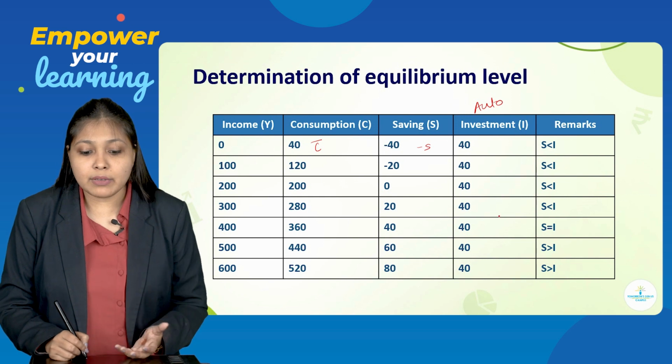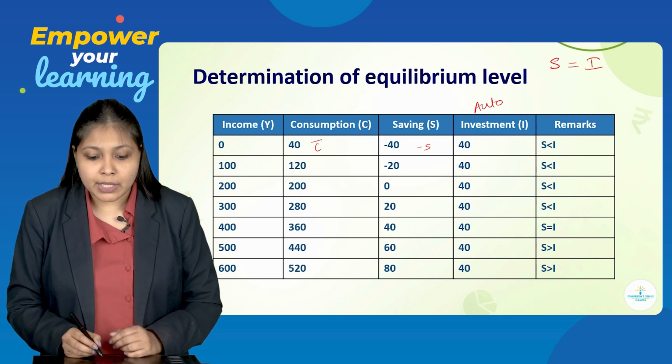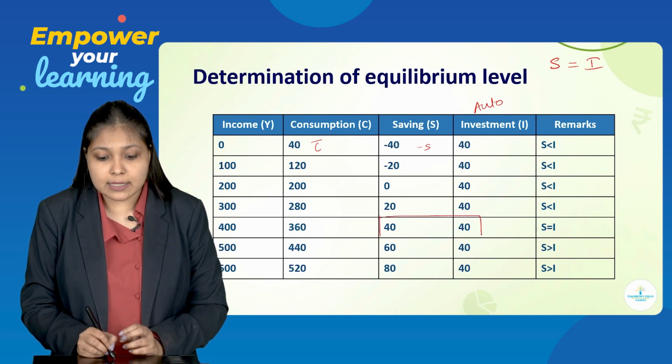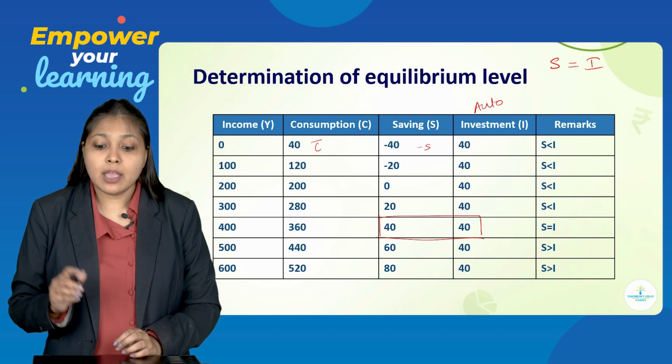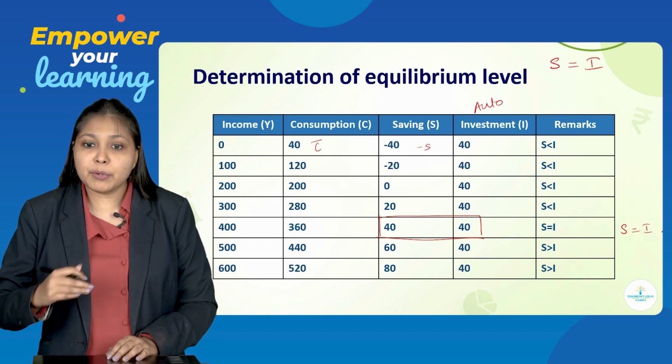So again, you have to see where S is becoming equal to I. So S is equal to I where 40 is equal to 40. So that means this is the equilibrium position.